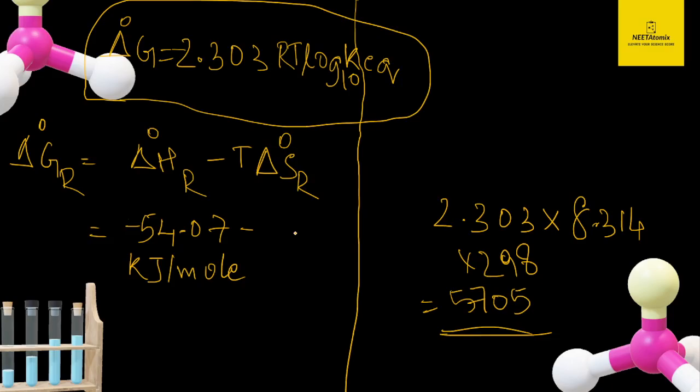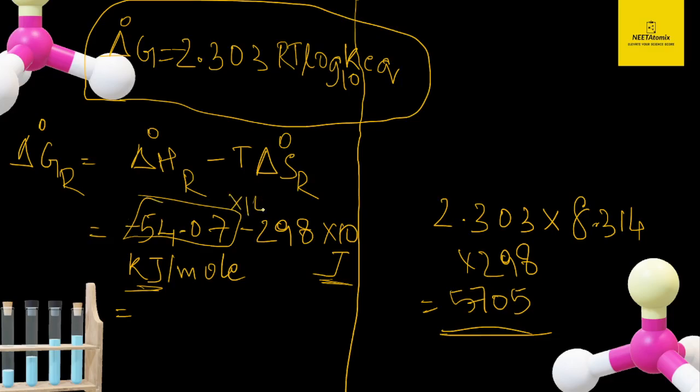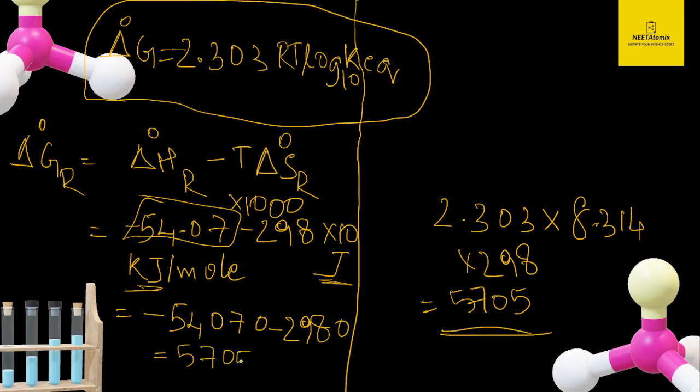minus 298 into 10 joules. This one is in the kilojoule and this one is in the joule. Multiply this with 1000. So you get minus 54070 minus 2980. The answer you will get is minus 57050.